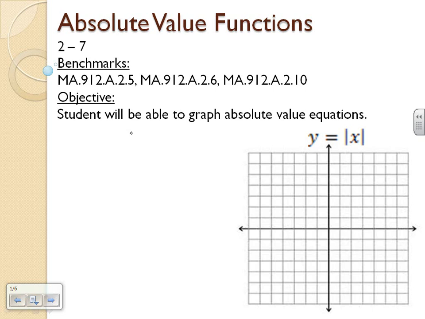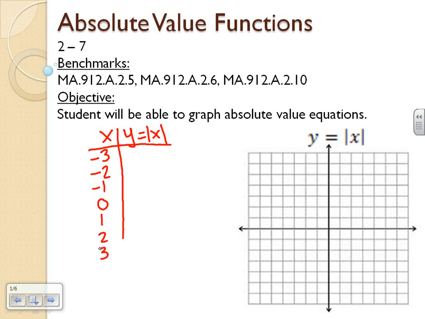We're going to begin by looking at the parent function. The parent function is y equals the absolute value of x. If we begin by making a table for the parent function, we're going to pick some x values. Let's start in our negatives and let's go up through the positives. Okay, so we have 3 negatives, 3 positives, and 0 in the middle.